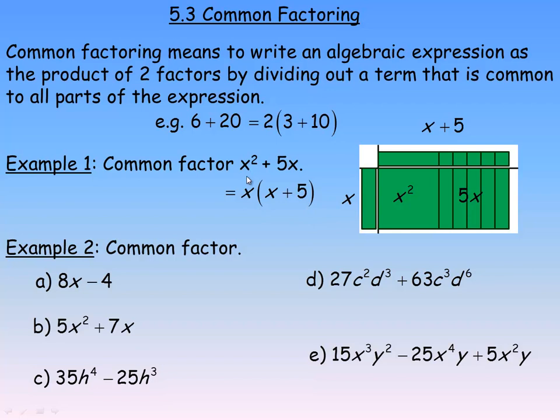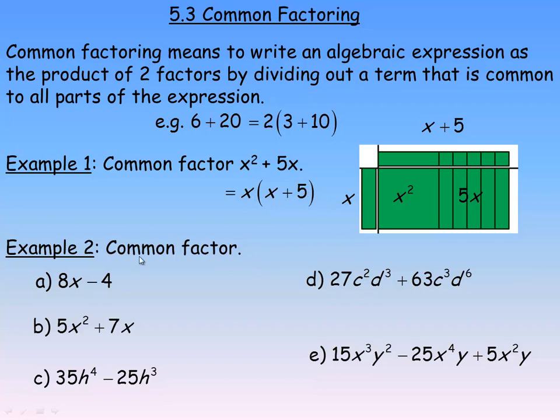Now, the reason the common factor is x is because all these terms have x's, and x is actually the lowest common power. So we can factor an x out. And then if we divide x squared by x, that gives us this x. If we divide 5x by the common factor of x, that's why there's a 5 here.